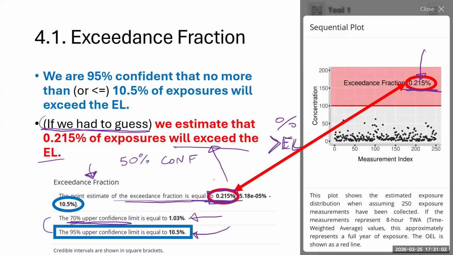So again, this one could be considered a 50% right there. Our 70% would be 1.03 and our 95%. So let's interpret this one. I have it in blue here. We are 95% confident that no more than 10.5% of exposures will exceed our exposure limit.